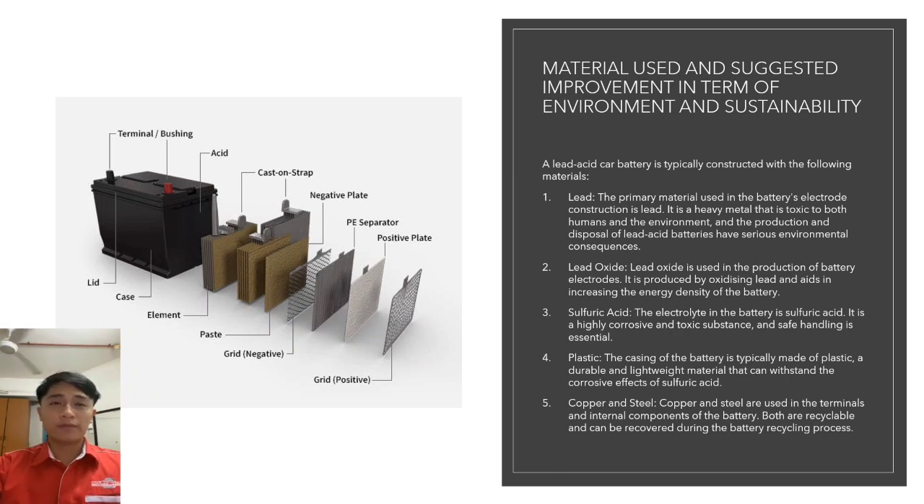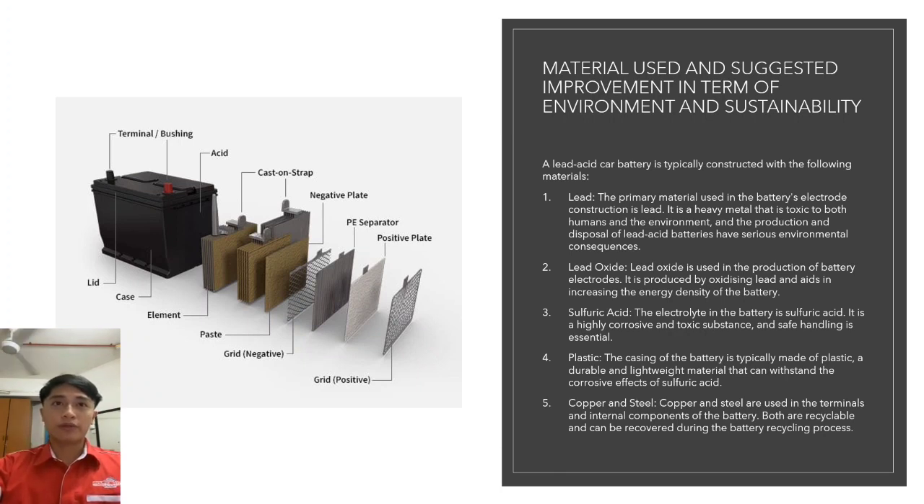And we move on to number two, lead oxide. Lead oxide is used in the production of battery electrodes. It is produced by oxidizing lead and aids in increasing the energy density of the battery. Number three, sulfuric acid. The electrolyte in the battery is sulfuric acid. It is a highly corrosive and toxic substance, and safe handling is essential.